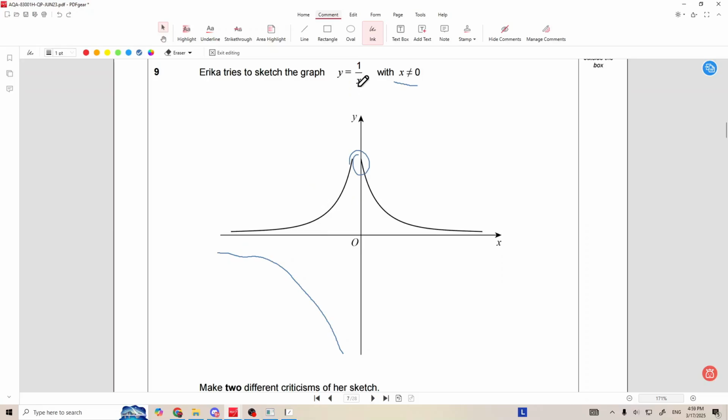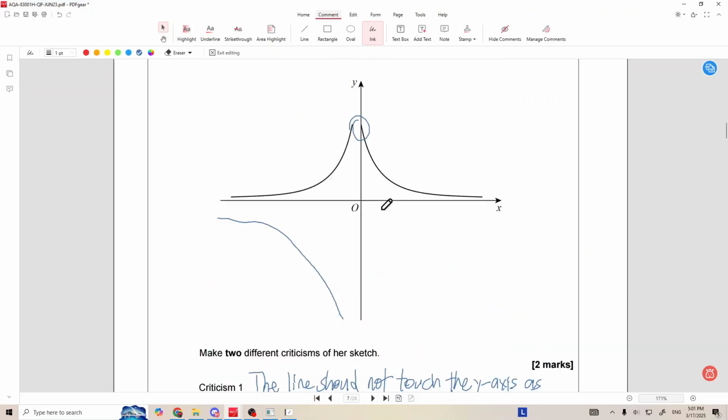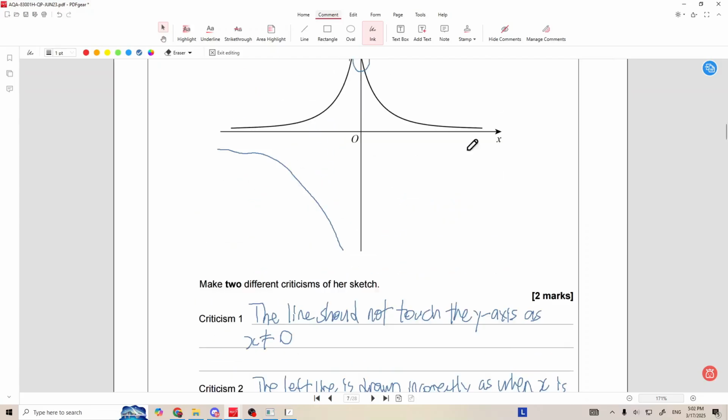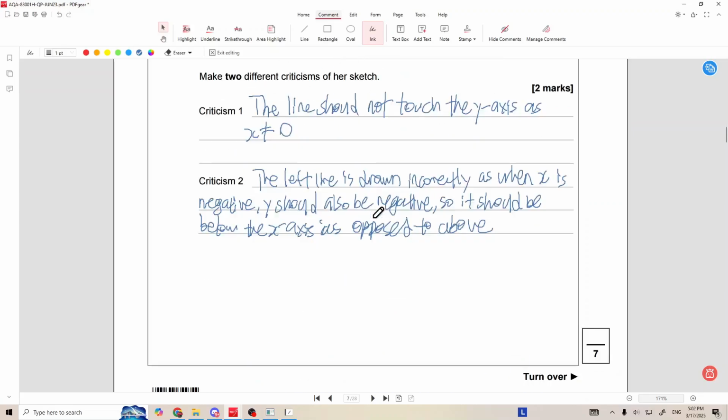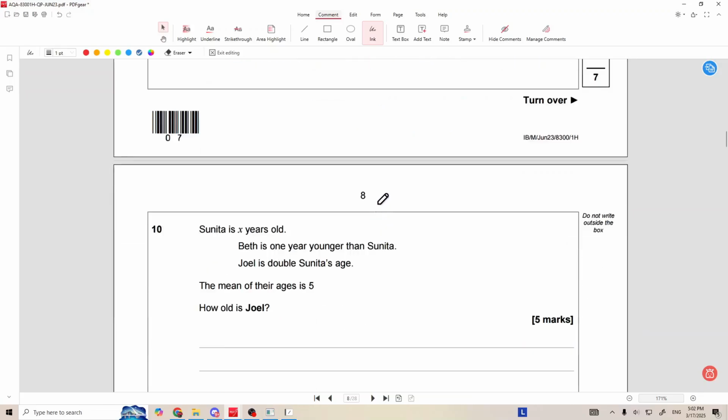Because negative x, if the x is negative, y should also be negative, meaning, yeah, this shouldn't be anything here. Okay, so I guess my 2 criticisms are that this left line is wrong and that this right line shouldn't be touching the y-axis. So I'm assuming they're not going to mark my terrible annotations. Well, I'm not giving this to anyone to mark. I'm gonna mark it myself because I think there is an answer scheme to this given.